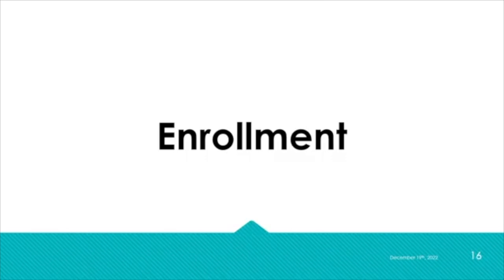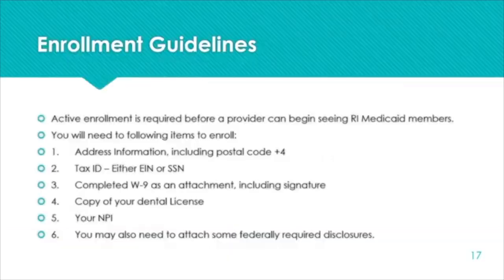If you're interested in enrolling as a provider, you'll need to gather up some documentation. We'll need things like your address information, your tax ID, so that's either your employer identification number or social security number, a completed W-9, a copy of your dental license, your NPI, your National Provider Identification Number, and you may also need to attach some federally required disclosures.